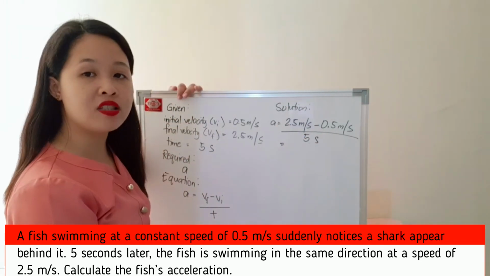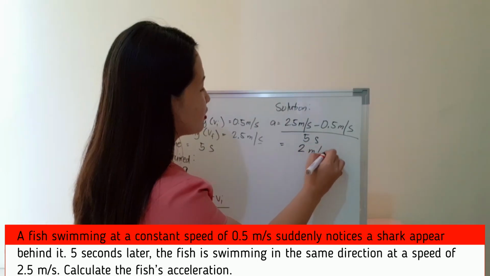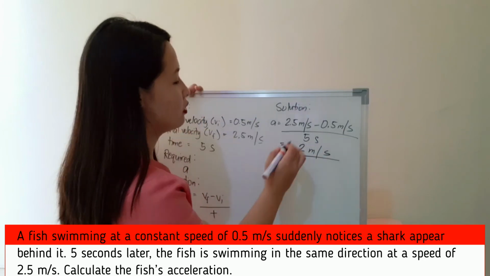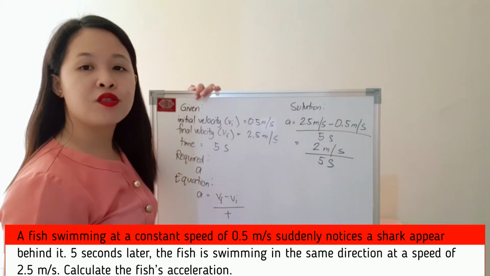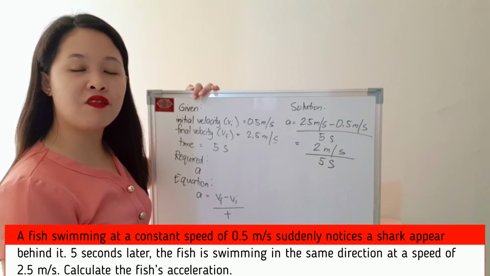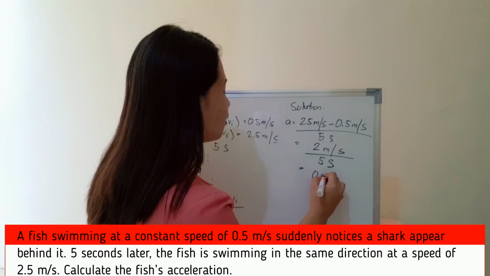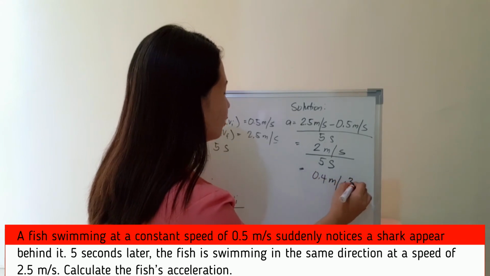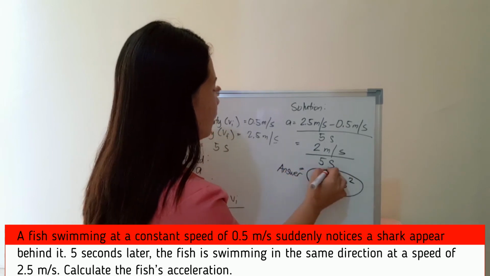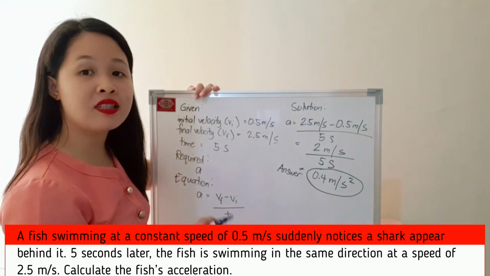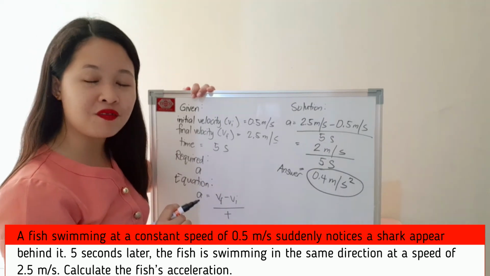2.5 meter per second minus 0.5 meter per second, the answer is 2 meter per second. Divided by, copy again the value of time, which is 5 seconds. So, 2 meter per second divided by 5 seconds, the answer is 0.4 meter per second squared. The acceleration of the fish is 0.4 meter per second squared, meaning it is a positive acceleration.